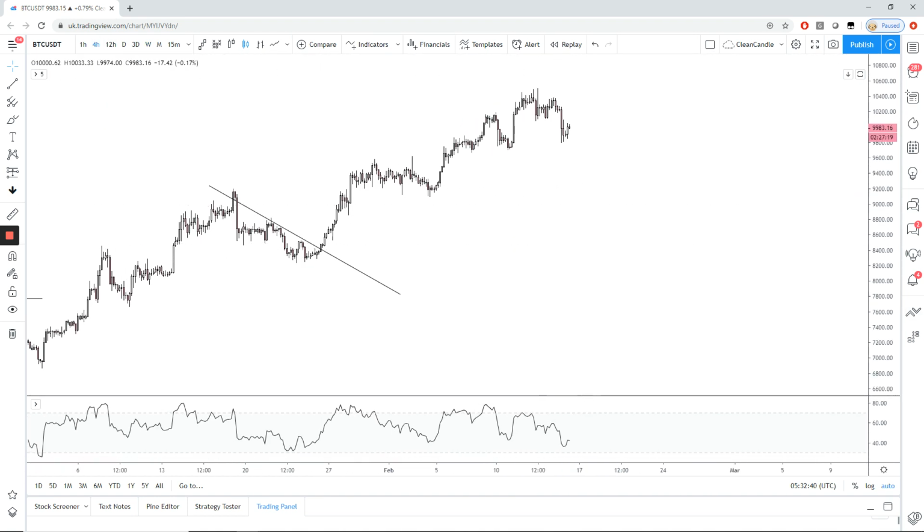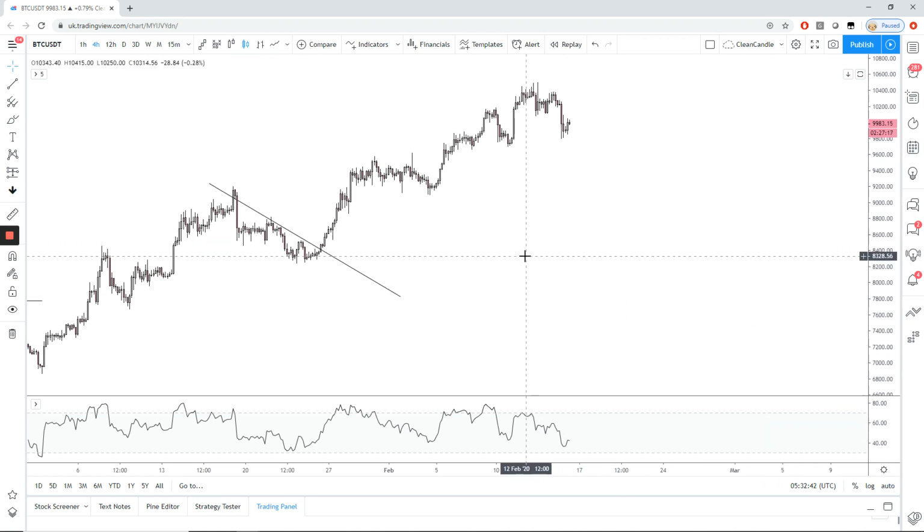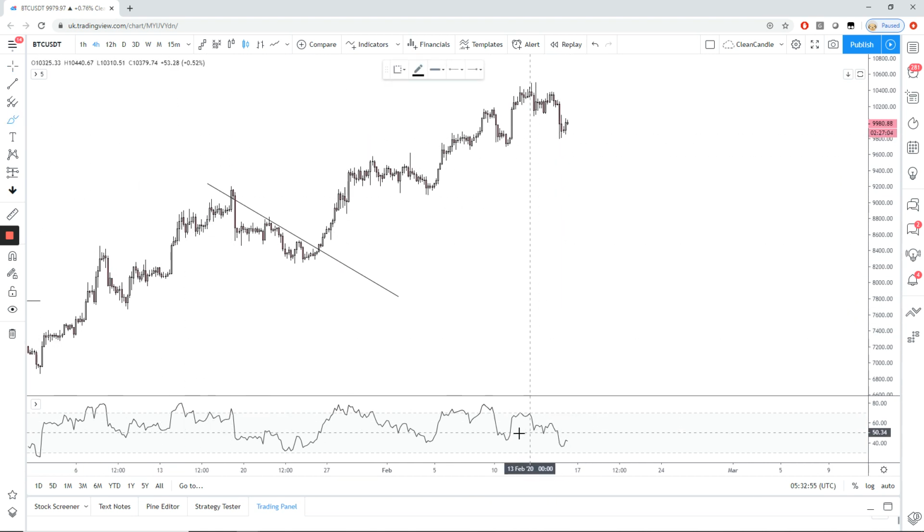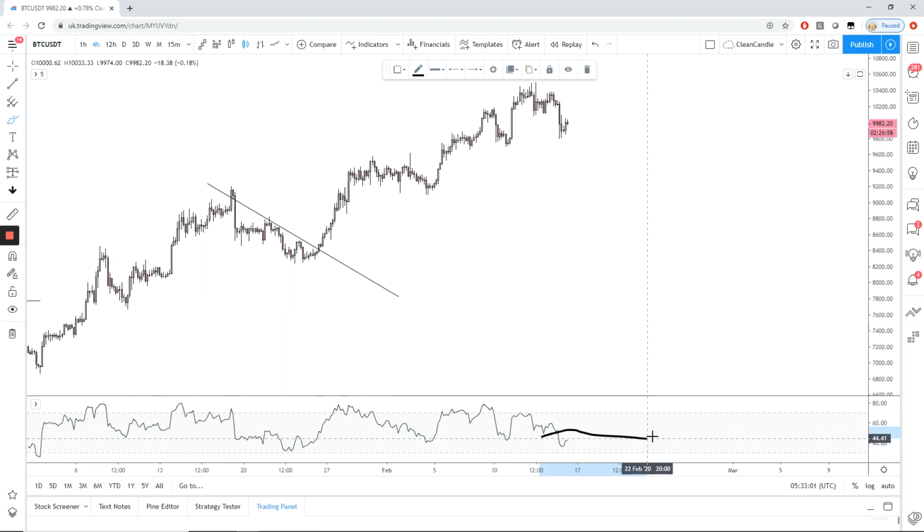The 4-hour is probably my personal favorite for looking at cooling off periods. So that's the time frame that I prefer to look at when looking at cooling off periods. And typically, I don't want to mess around with BTC or any other asset that is chopping around the midpoint, because that's indecision for me. So I don't want to mess around with an asset that's chopping around here.